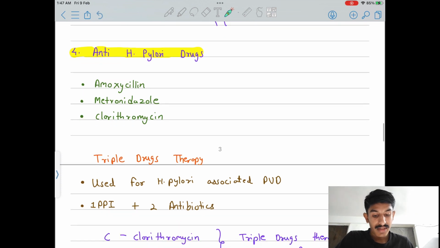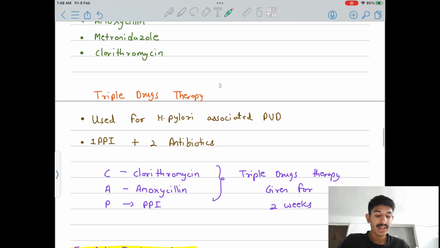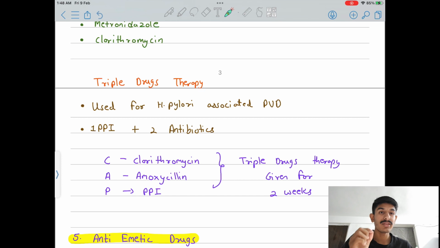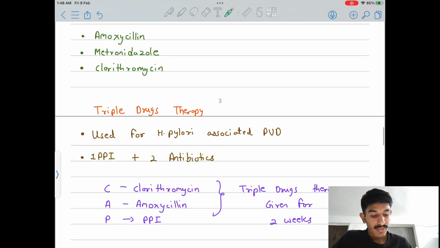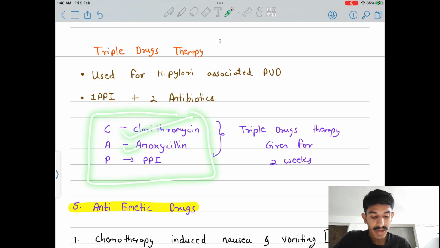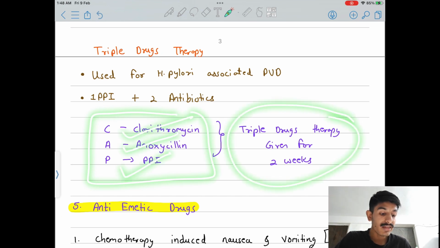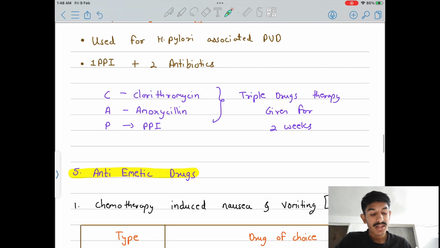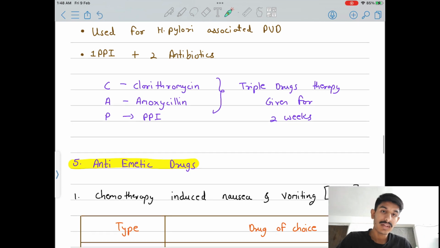Next is anti-H. pylori drugs. In anti-H. pylori treatment we give antibacterials like amoxicillin, metronidazole, and clarithromycin. These three drugs we can give, and we can also use triple therapy. What is triple therapy? One proton pump inhibitor plus two antibiotics, like pantoprazole or omeprazole plus two of these antibiotics. You can remember it as CAP: clarithromycin, amoxicillin, and proton pump inhibitor. This therapy is usually given for 2 weeks to treat H. pylori associated with peptic ulcer disease.